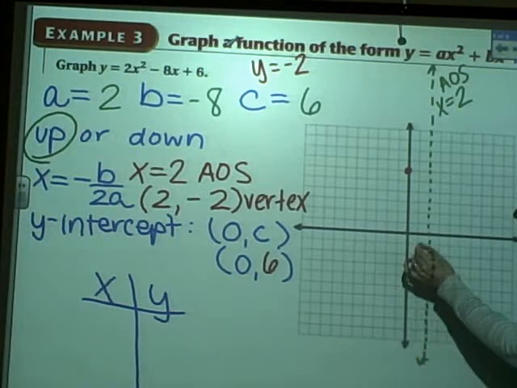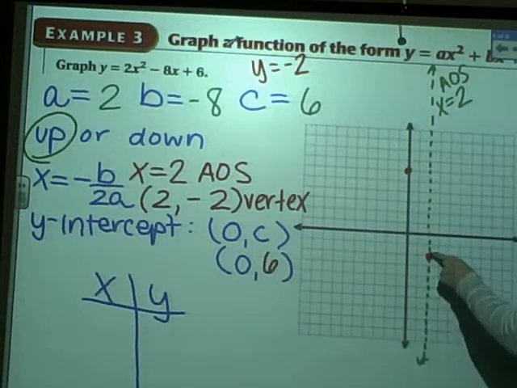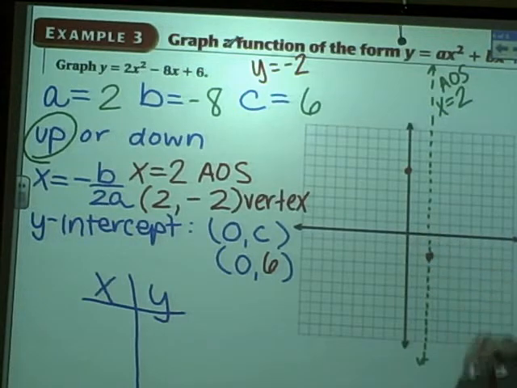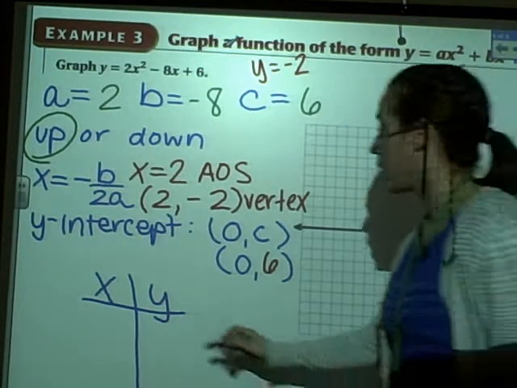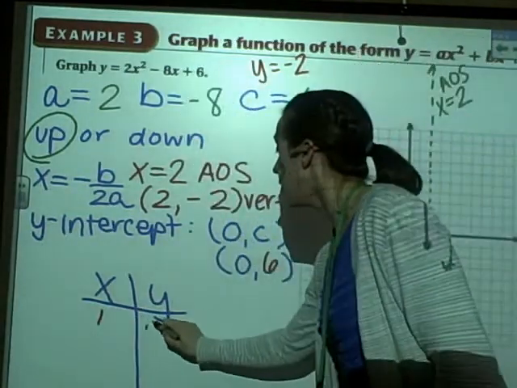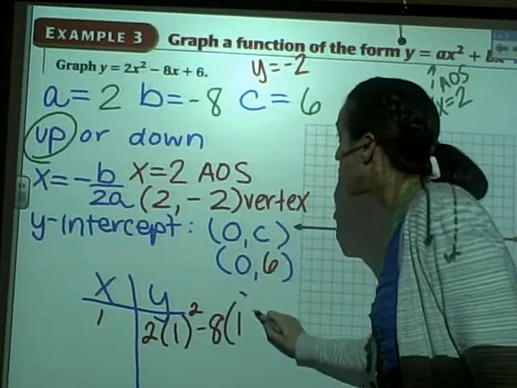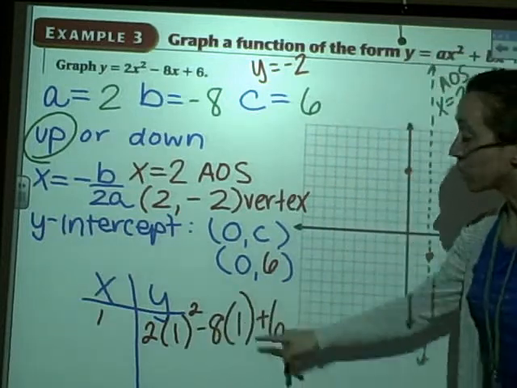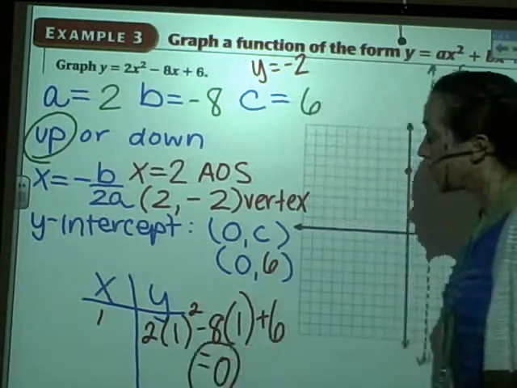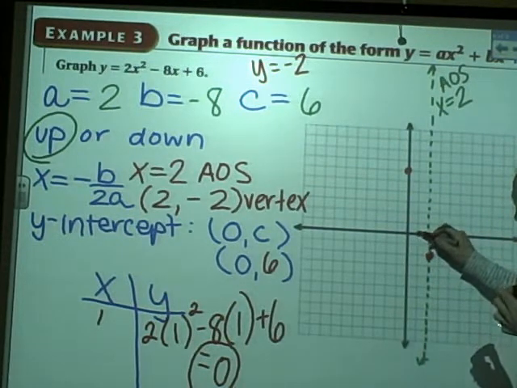I know because my parabola faces up, it's going to cross the y-axis at 6, and this vertex is my lowest point. So according to my graph, it looks like picking x equals 1 would be a wise decision. So I'm going to take 1 and plug it into my equation to see what I get for y. 2 times 1 squared minus 8 times 1 plus 6. If I go through and do my order of operations, I'm going to end up with 0. So according to my graph, another point could be (1, 0), right there.